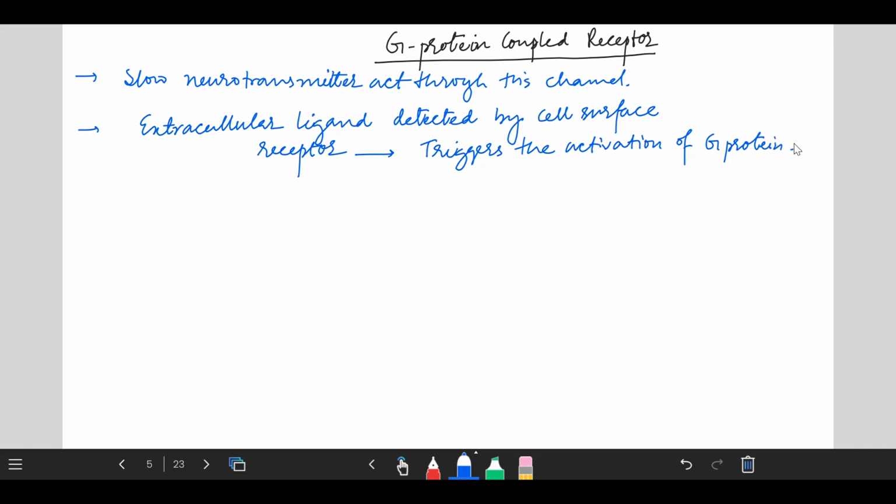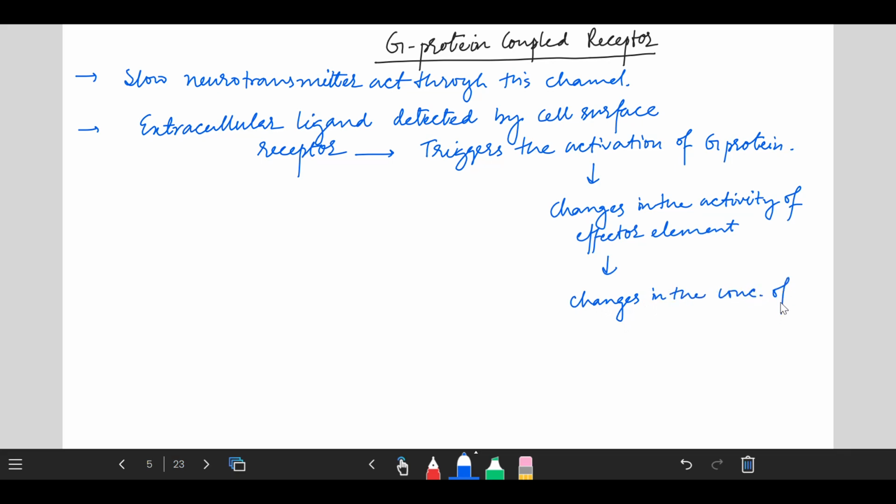After activation of G protein, it activates the effector element, or changes the activity of an effector element, which can be an enzyme or an ion channel. After activation of the effector element, this effector element then changes the concentration of intracellular second messenger or second messengers, which are present in the inner part of your cell. Clear to you? That is the pathway of G protein coupled receptor, the signal transduction pathway.